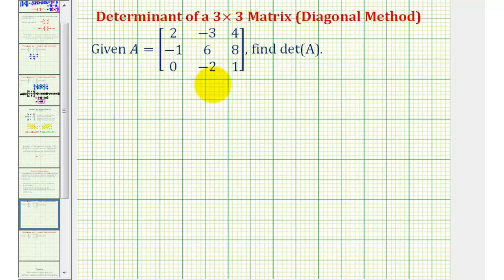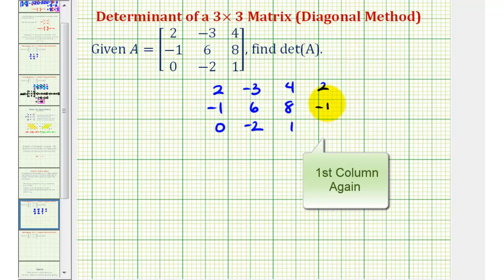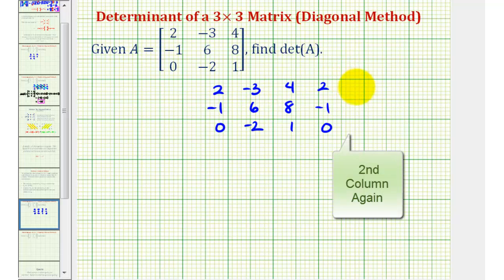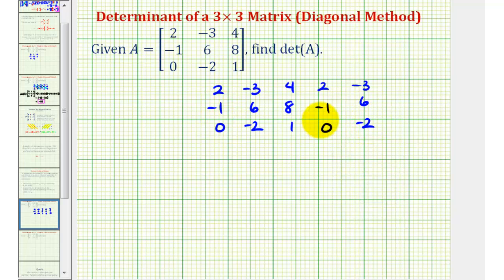So we'll have 2, -1, 0, -3, 6, -2, and 4, 8, 1. The fourth column will be the same as the first column, so we'll have 2, -1, 0, and the fifth column is the same as the second column, so we'll have -3, 6, and -2. Now that we have our 3 by 5 arrangement, we're ready to find the determinant of matrix A.